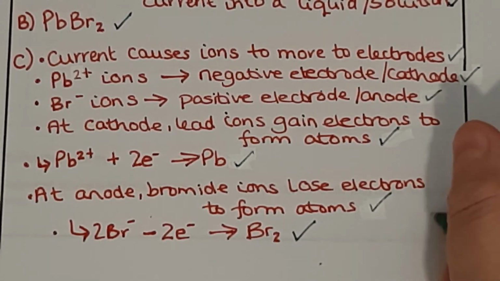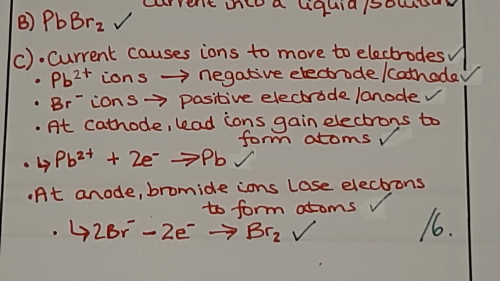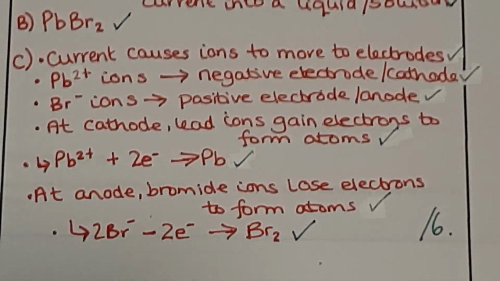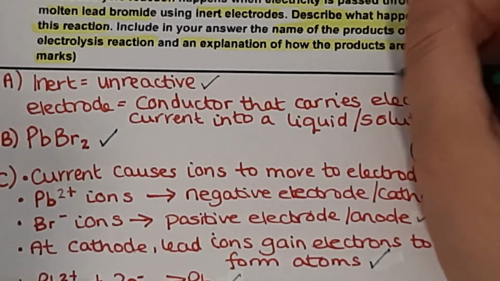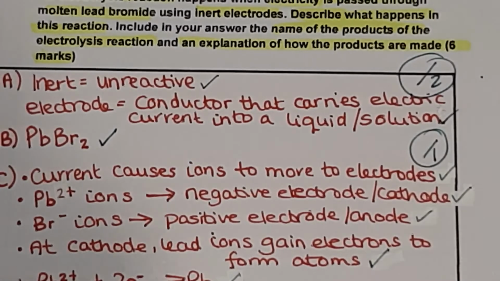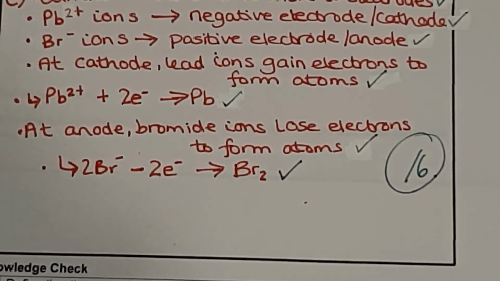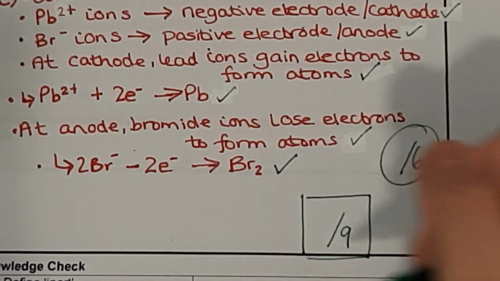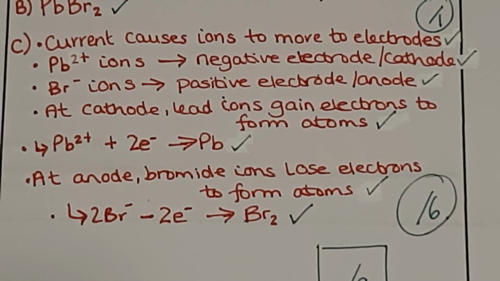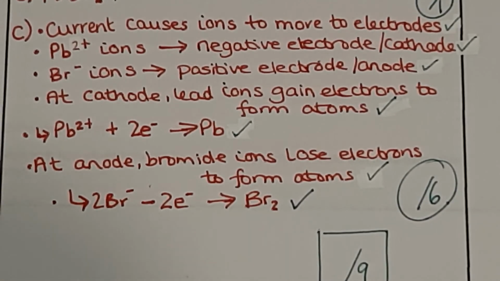So if you give yourself a mark out of 6 for that section, and then going back up to part B, a mark out of 1, and back up to part A, a mark out of 2. So that gives us a total mark out of 9 for this section. So if you want to give yourself a mark out of 9, and make sure you've written out any corrections that you need to. Okay, so pause the video if you need to write any of that down, and then we're going to move on to the knowledge check.